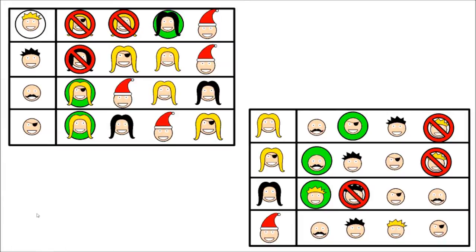Black-haired guy is the only unmatched guy, so he's next. He proposes to the eye patch girl because she's next up in his ranking. He won't propose to the black-haired girl because she's dumped him already. Unfortunately, she prefers Moustache Guy over him, so he gets rejected. So the big red cross for him.